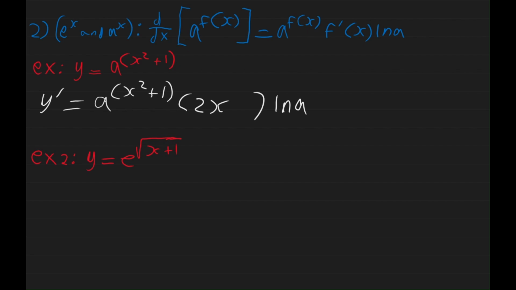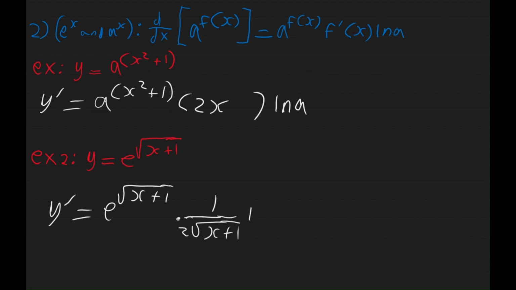Okay, the second one, we have y equal e power root x plus 1. Why is e a special case? You will see. Derivative is just the normal derivative of the power, times 2. And what's the derivative inside the root? Is just 1. Ln e, you don't have to write ln e. That's the special case in it. You don't have to write ln e because it's just 1.